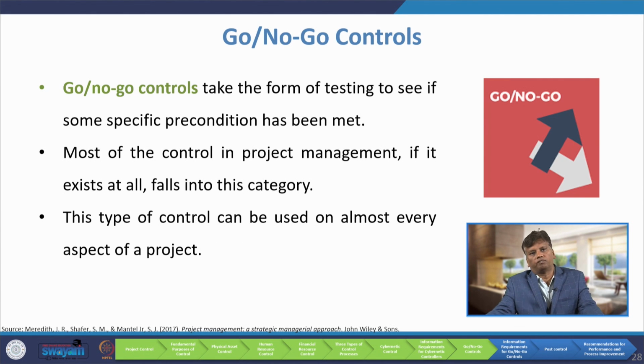The next type of control is called go no-go control. Go no-go control takes the form of testing to see if some specific precondition has been met. Most of the control in project management, if it exists at all, falls into this category. So, this type of control can be used on almost every aspect of a project.